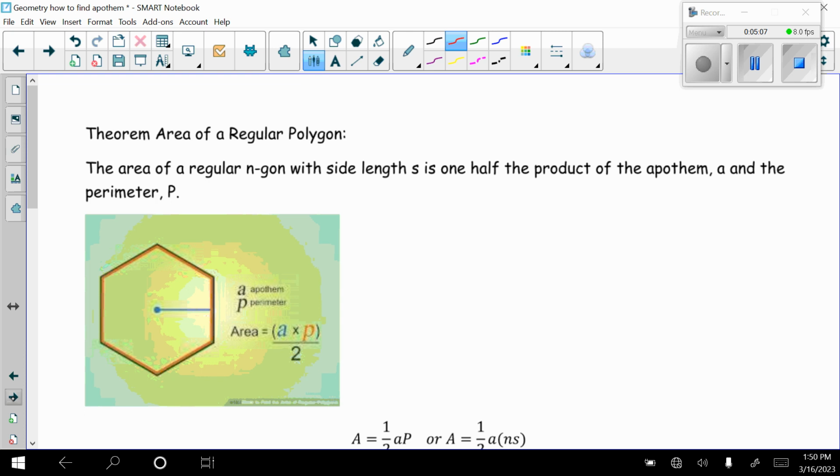All right, so now we're going to look at a theorem that we're going to use a lot in this chapter. This is the theorem of the area of a regular polygon. It tells us that the area of a regular n-gon with side length s is 1/2 the product of the apothem a and the perimeter P. So here's our apothem. The area of any regular polygon is the apothem times the perimeter divided by 2.